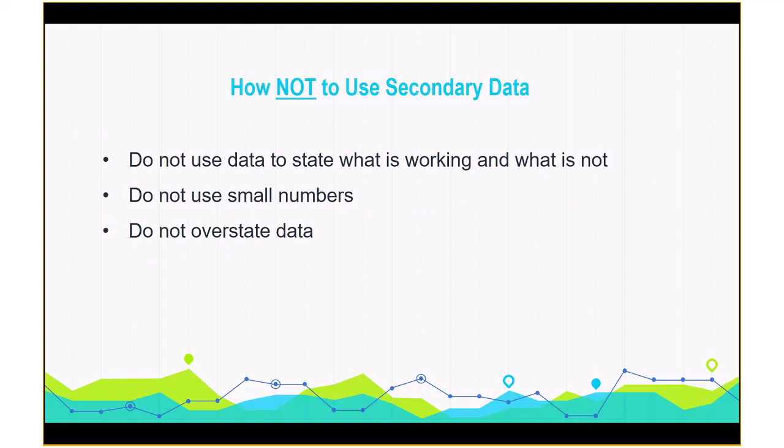How to not use secondary data. Do not use data to state what is working and what is not. It may give clues to what may or may not be working, but it doesn't provide a full answer to this. As such, you are not able to state that something is working or not working, as you do not know what is impacting the data. Once again, the data is a snapshot and should be used in this context. Think of it as rather this is what needs to be worked on.